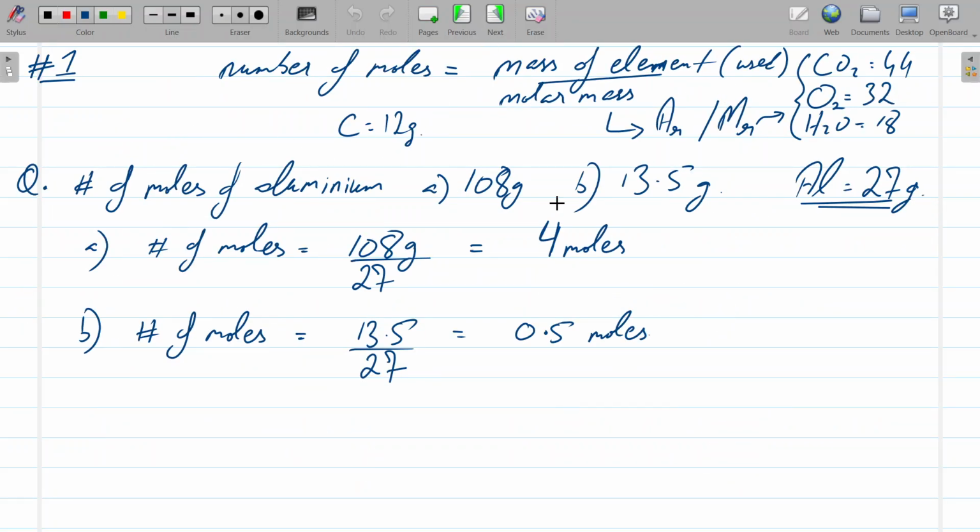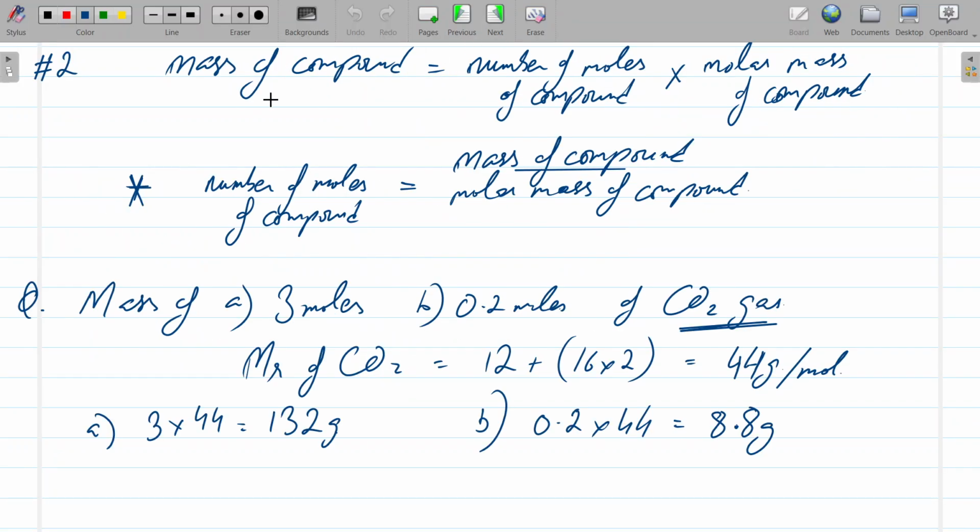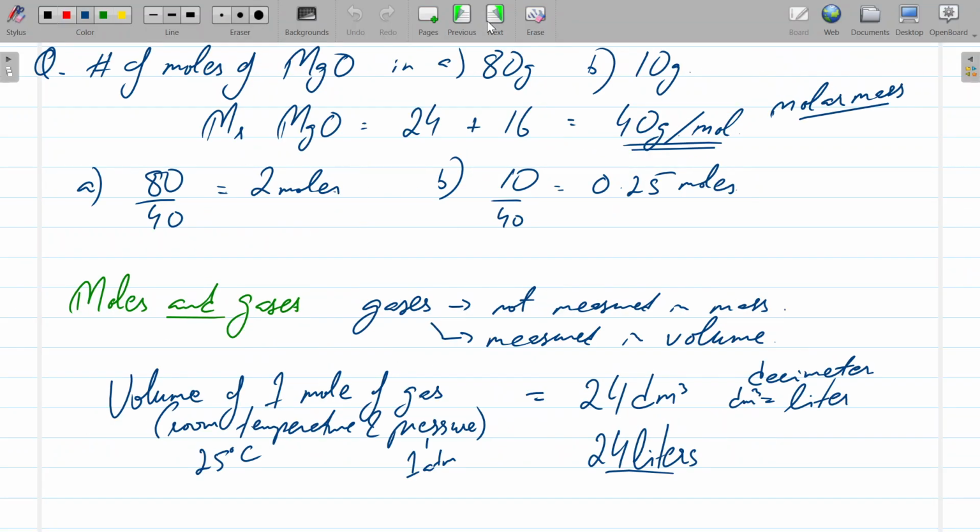We came across equation 1, or formula 1, which is number of moles is mass of element over molar mass, which is either the relative atomic mass or relative molar mass, depending on whether you're dealing with an element or a molecule. Then we have mass of a compound is number of moles times the molar mass. So we did questions relating to that.